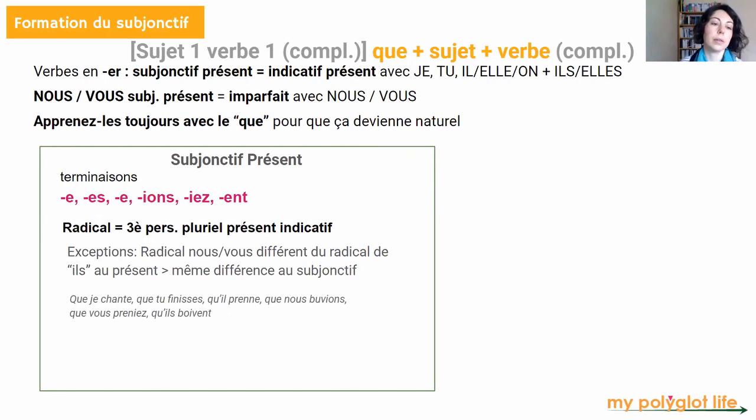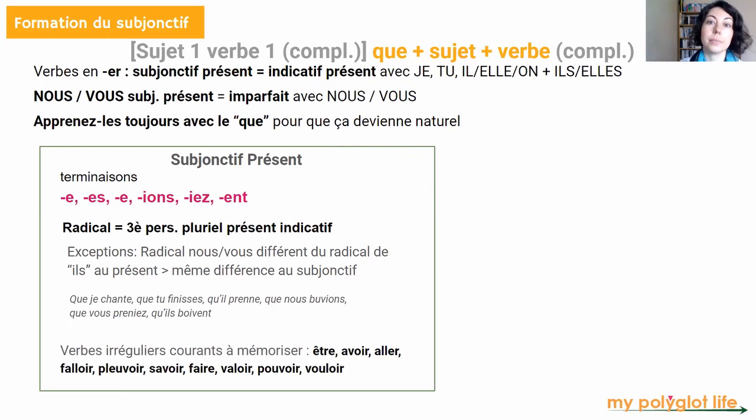So here are more examples. Que je chante, que tu finisses, qu'ils prennent, que nous buvions, que vous preniez, qu'ils boivent. So that's all subjunctive. And you see, I always start with que, so that I get used to that sentence.